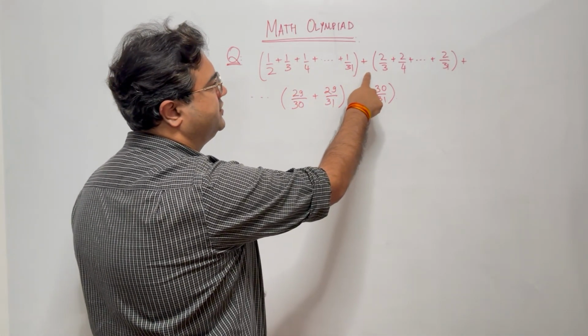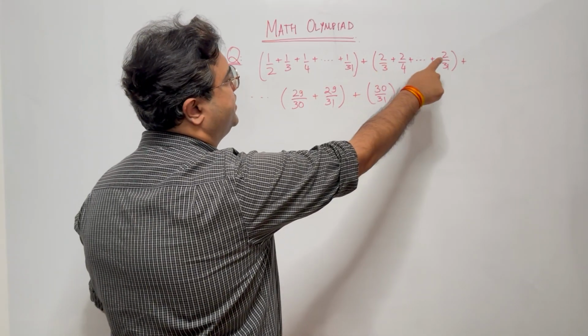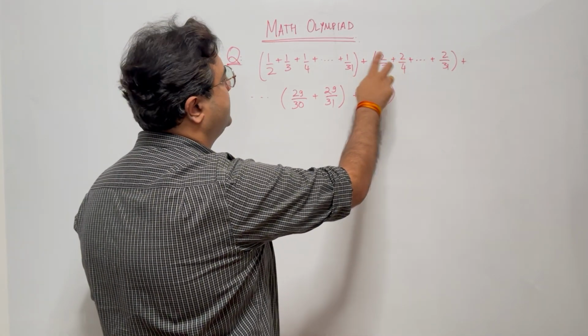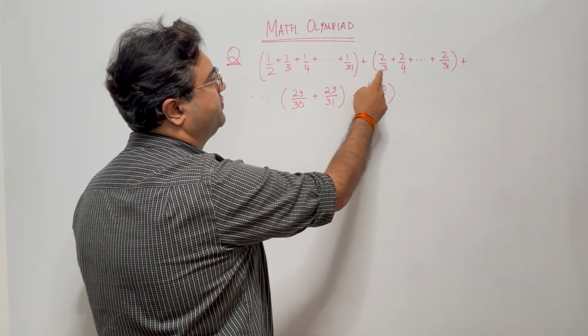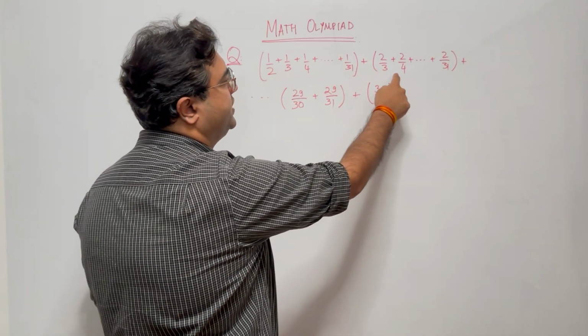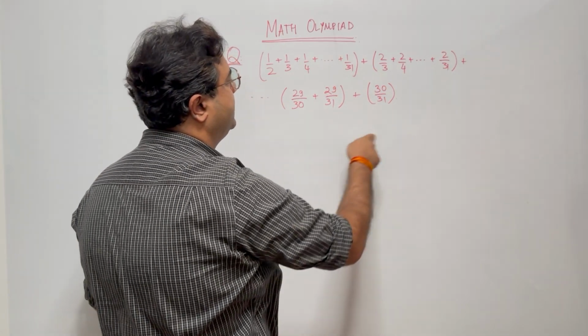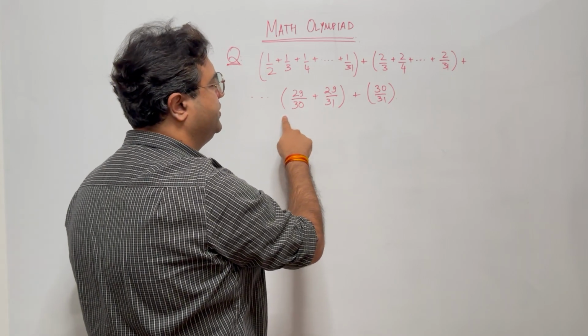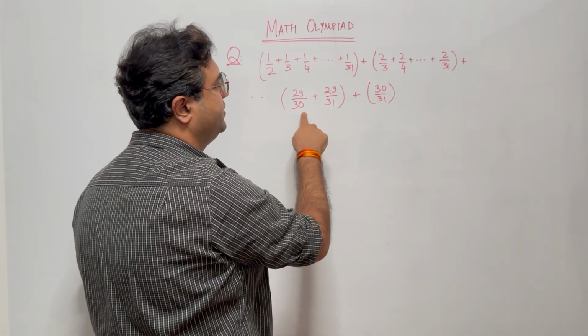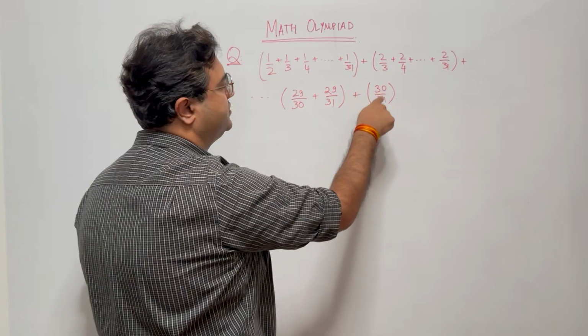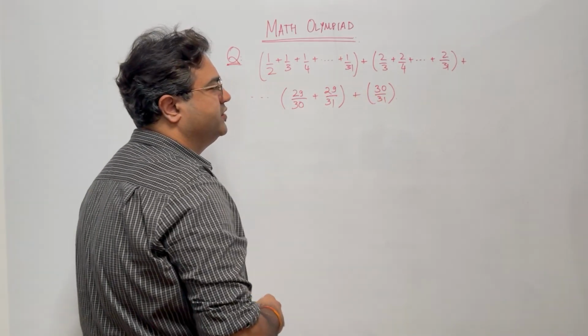Then in the second bracket, all the numerators are 2, and the fractions start with 3, 4, until 31. This goes on and on until 29 over 30 plus 29 over 31, and the last is 30 over 31.